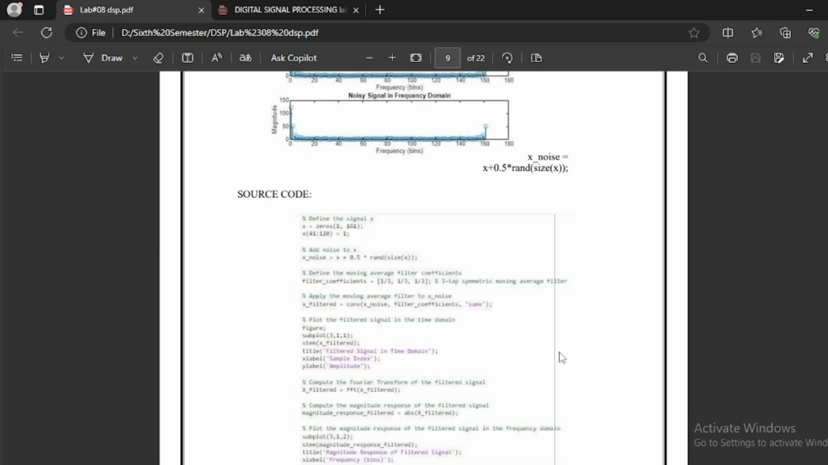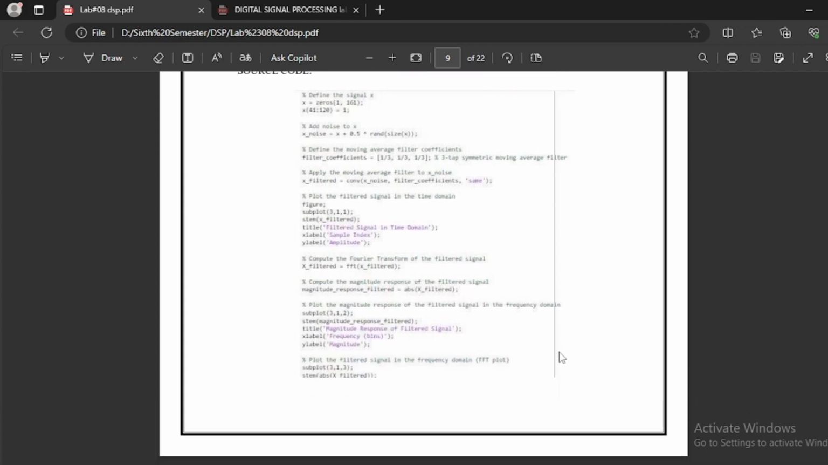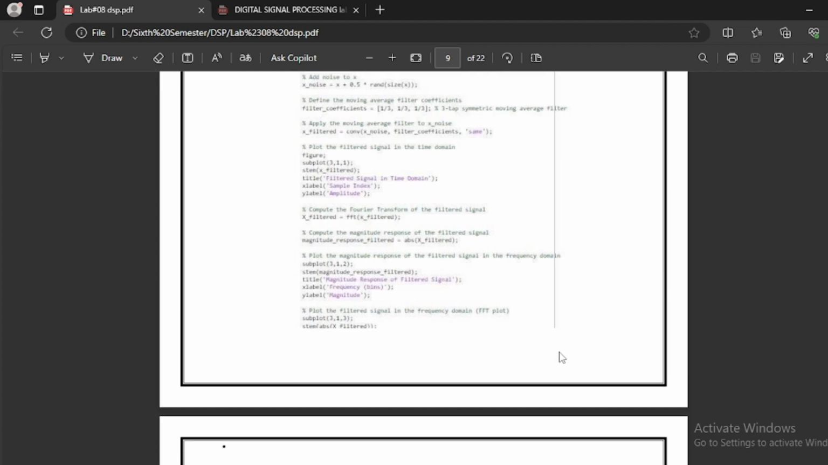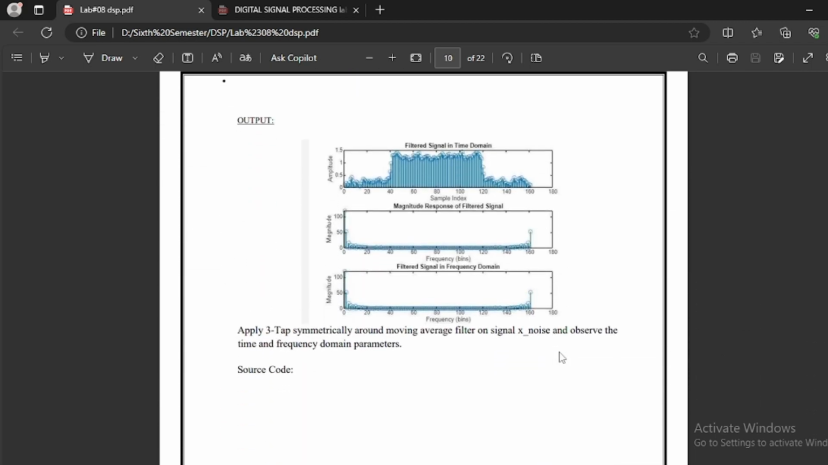First we have to define the function, then we add noise to x, then define this moving average filter coefficient, then applying the moving average filter, then we use this subplot command, title, x label, y label, then we use the Fourier transform to the filter signal formula. Here is the output.